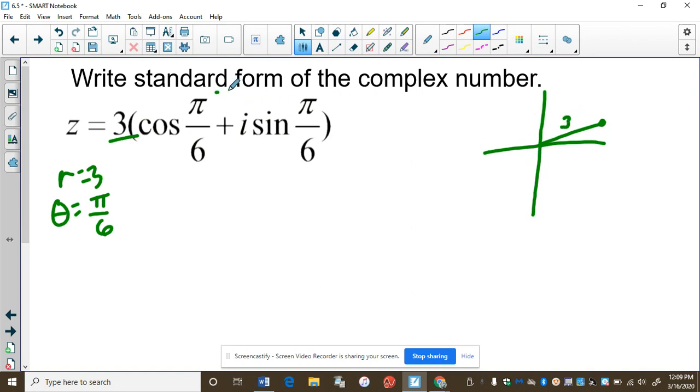Now they want to know what the standard form is. Standard form is in terms of A and in terms of B, right? A plus BI. So they want to know what's this and what's this. How far over, how far up. Now, if we wanted to get technical, I suppose we could do this. So this angle right here, we know to be 30 degrees. We have pi over 6 here, that's fine.